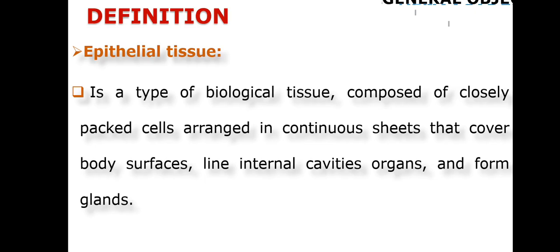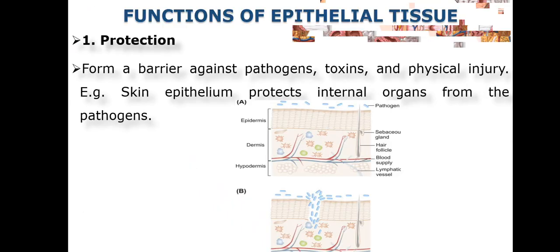Because I told you to look at your skin. If you look at your skin, there's no space. There's no hole in between. It's continuous. It's smooth. It's because it has got epithelial tissue, which has closely packed cells, which is continuous. And this epithelial tissue can either cover body surfaces, line internal body organs, or form glands. That is what epithelial tissue is all about.